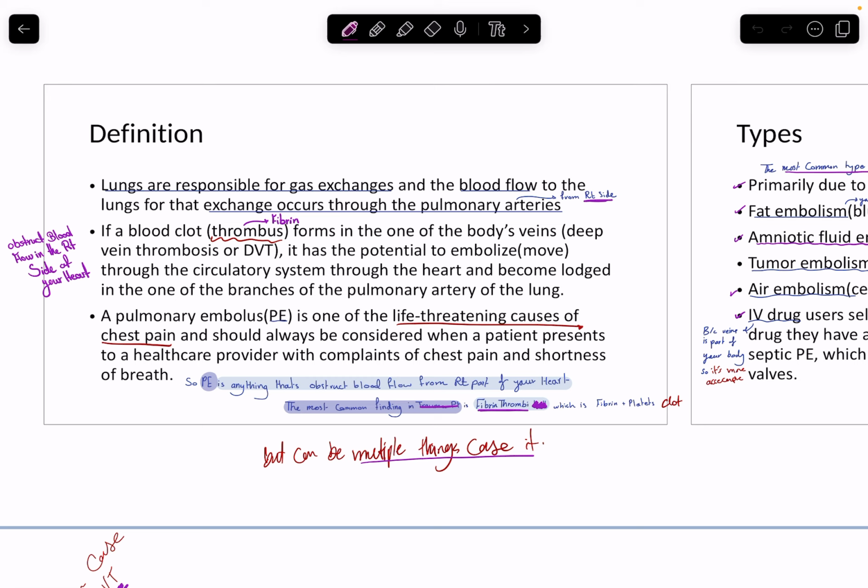Pulmonary embolism is one of the life-threatening causes of chest pain. You're going to have chest pain. You need to understand PEs, and I'll explain thromboembolism in general so you understand why PEs happen. It's one of the reasons people come in with chest pain, shortness of breath, or wheezing.